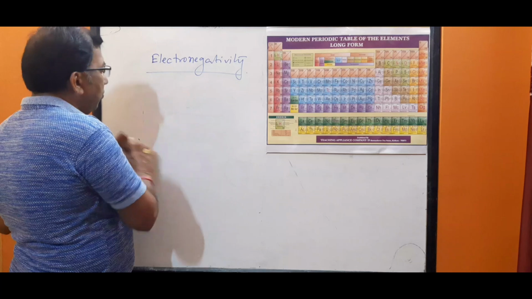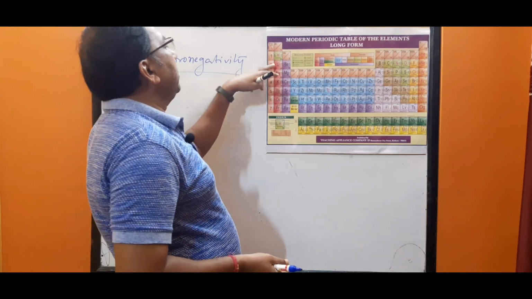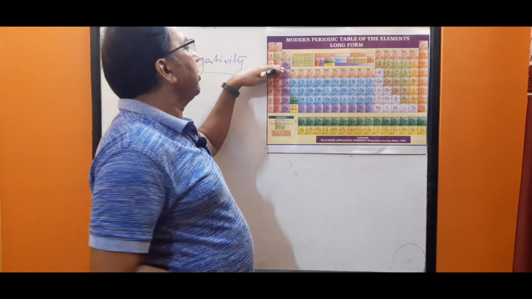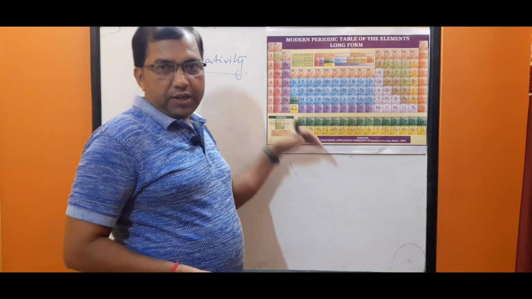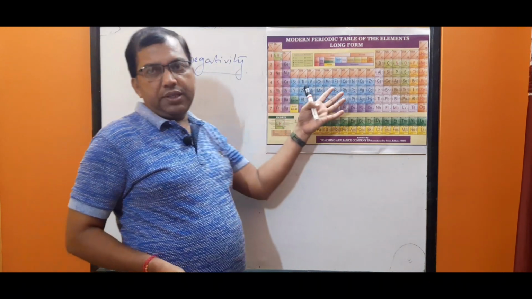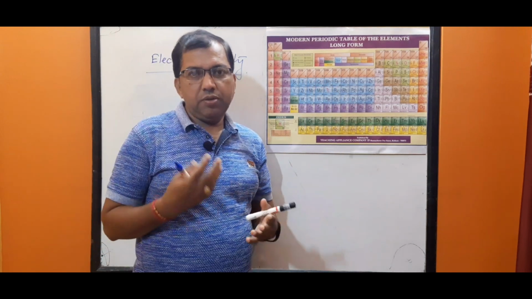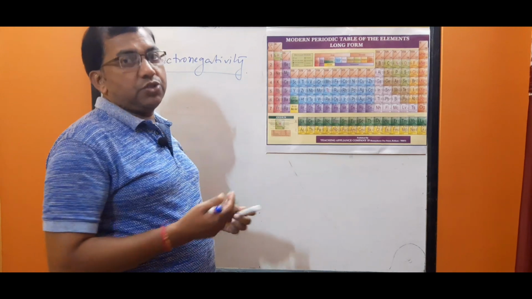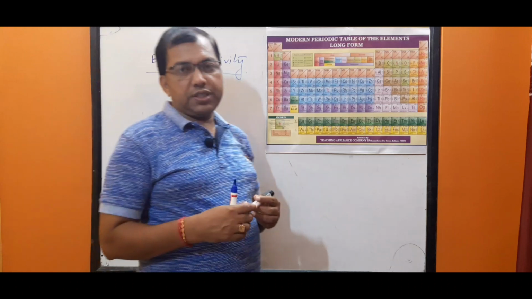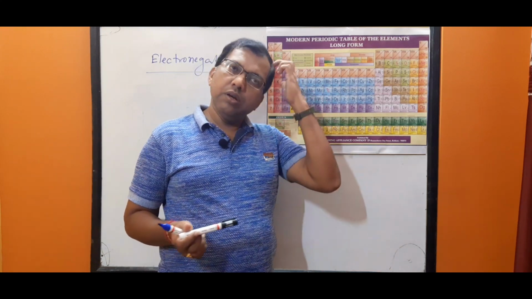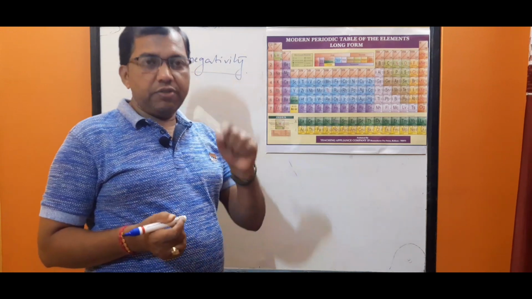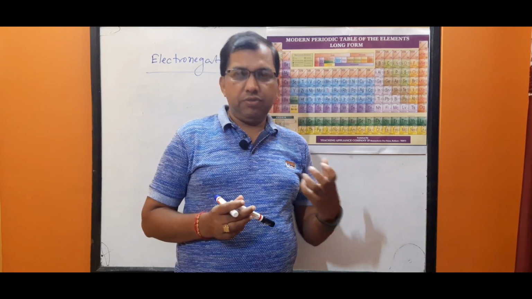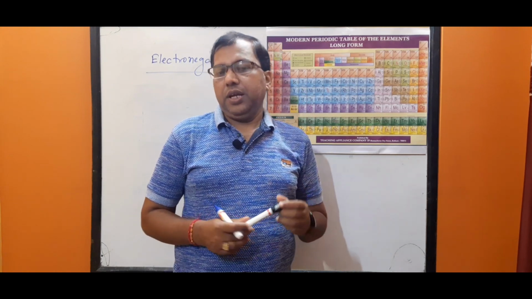So in the first group and second group, going from top to bottom, electronegativity decreases. Actually, electronegativity is not a measurable quantity, but there are scales: the Pauling scale, the Mulliken scale, and many others. In the Pauling scale, fluorine is taken as having the highest electronegativity, with the standard value of 4. Pauling was an American scientist.